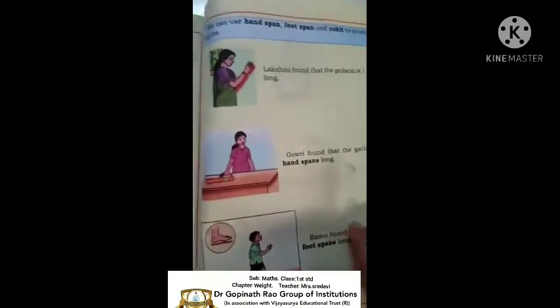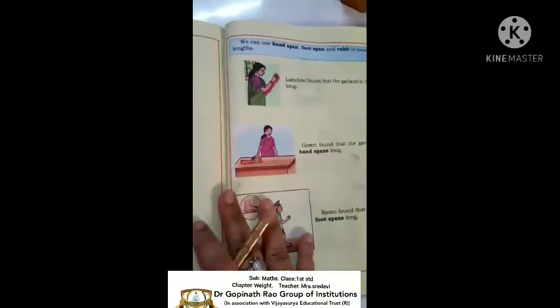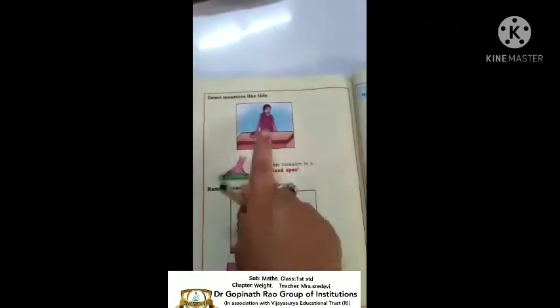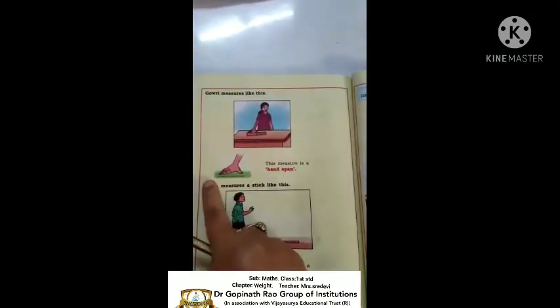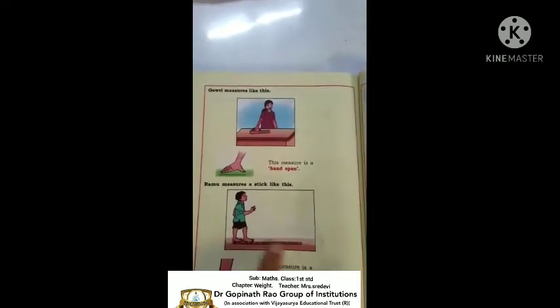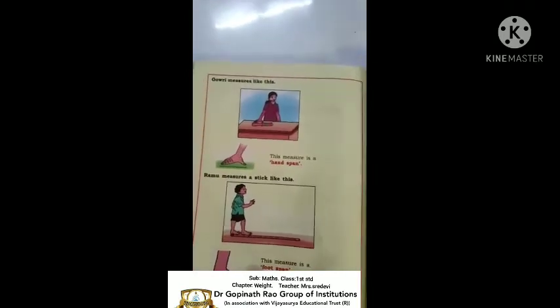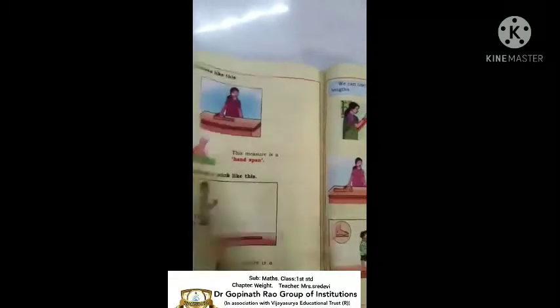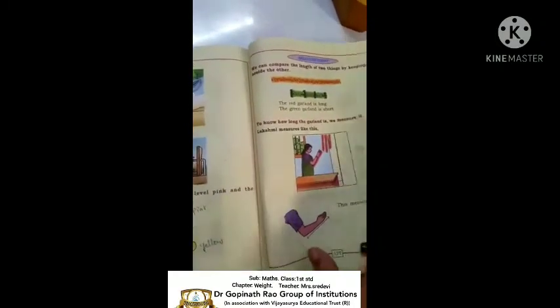Okay, in the last class we started with the topic measurements. We'll continue now. See what is called a hand span. This is called a hand span. And this is called a foot span. And this is called a cubit, like a mala. This is called a cubit.